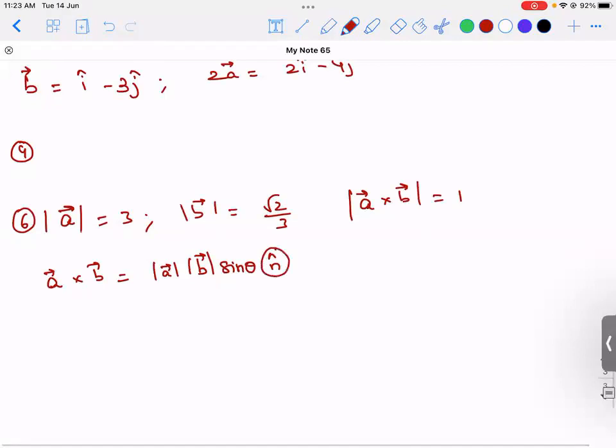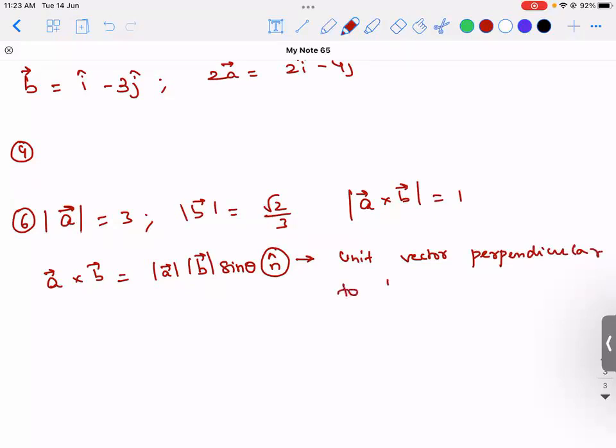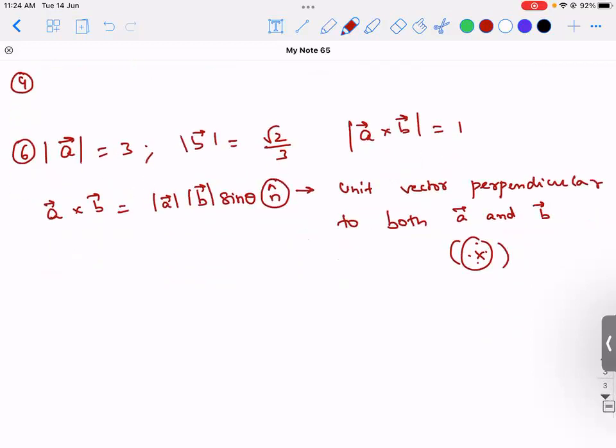Now, I didn't tell you about this n cap yesterday. N cap is a unit vector perpendicular to both A vector and B vector. This is a very, very important point to be noted because this is the concept on which magnetic effects of current also work. Now if I take magnitude on both the sides, magnitude of A cross B will be equal to this term.